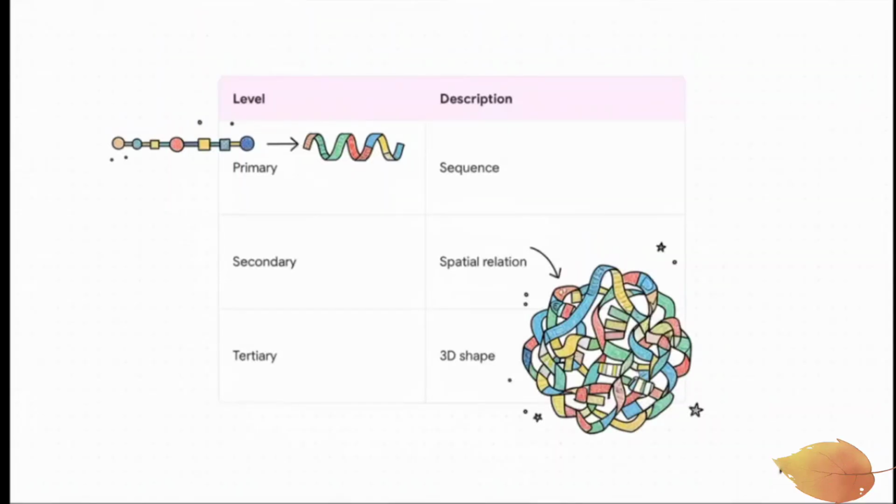Think of this structure kind of like writing a book. Your primary level is the sequence, just the raw letters. The secondary level is how those letters start forming spatial relationships, so your words and sentences. And finally, the tertiary and quaternary levels represent the complete 3D shape. That's the finished, bound book that your body can actually pick up, read, and use.